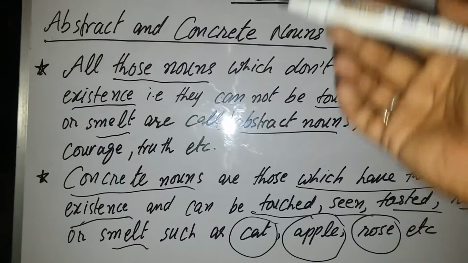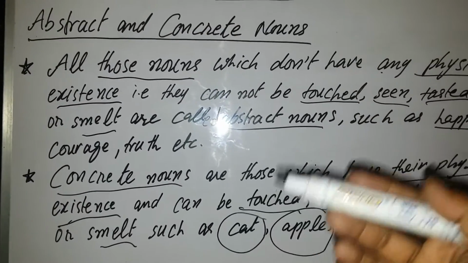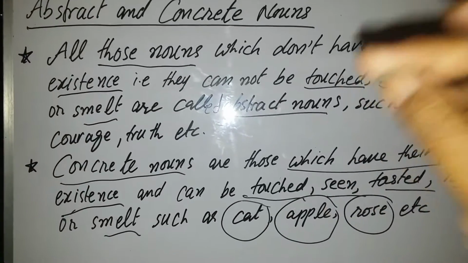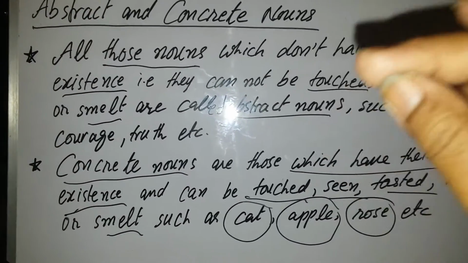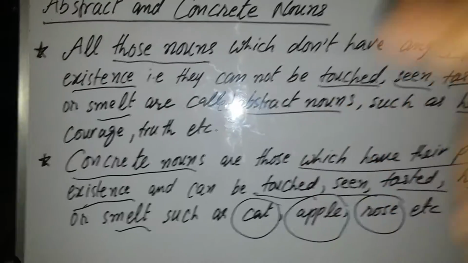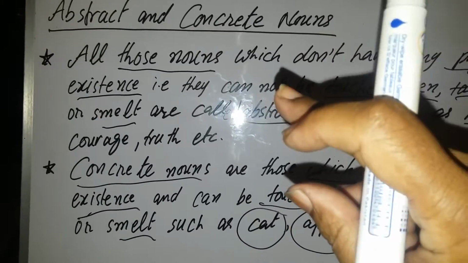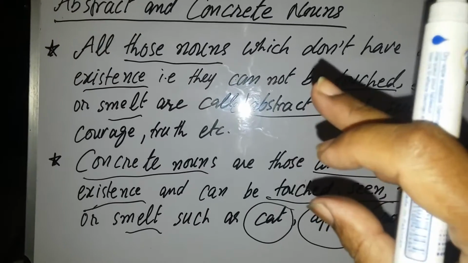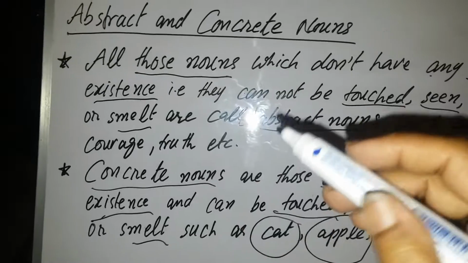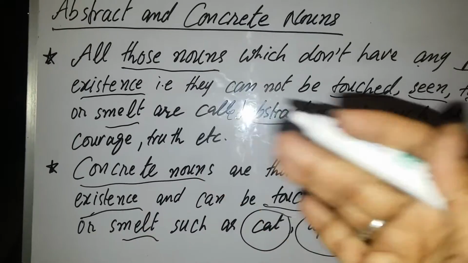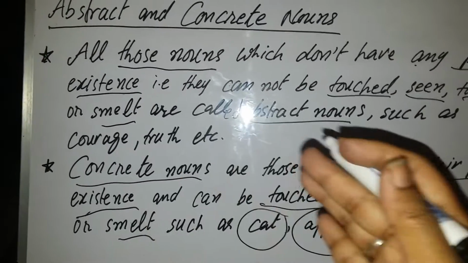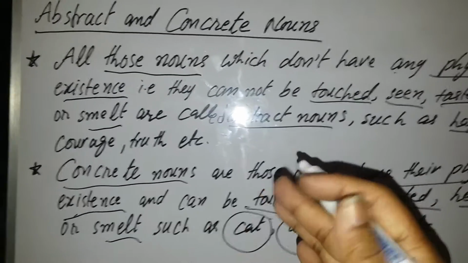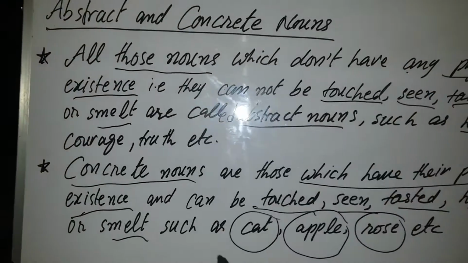So this is the difference between abstract and concrete nouns. Sorry, all those nouns which don't have their physical existence, which cannot be touched, which cannot be seen, which cannot be heard, which cannot be smelt, which cannot be tasted, will be called abstract nouns.